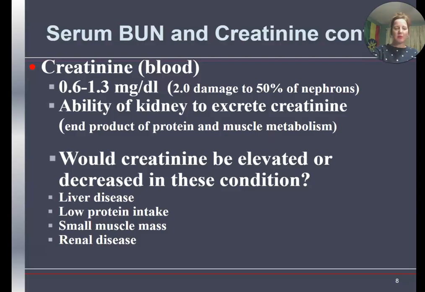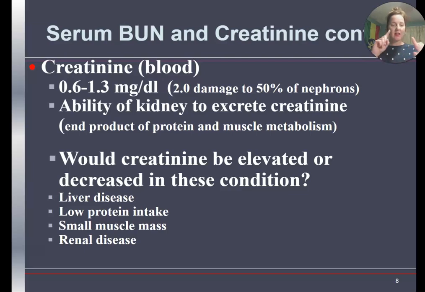So 0.6 to 1.3 is our normal range. Of course, the book is different. It says 0.5 to 1.2, but it's negligible. And this is the ability of the kidney to excrete creatinine, which is that end product of the protein and muscle metabolism. And so let's look and see, like, when would creatinine levels be increased and decreased?